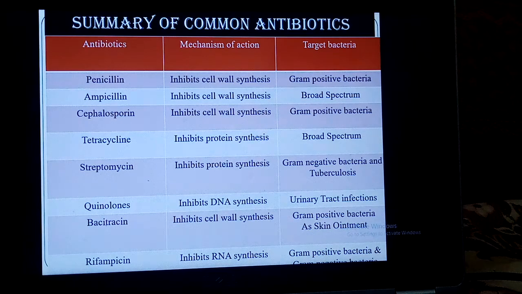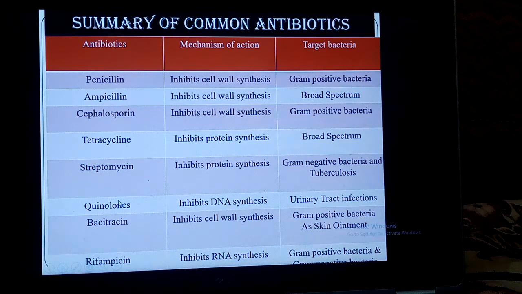Now look here. This is called tetracycline. Tetracycline is another group of antibiotics. It inhibits protein synthesis. So these are protein synthesis inhibitors, and it is basically a broad spectrum antibiotic. While streptomycin is also called a protein synthesis inhibitor. They are also active against gram-negative bacteria and tuberculosis. Meaning streptomycin will target which bacteria? Gram-negative bacteria and tuberculosis.